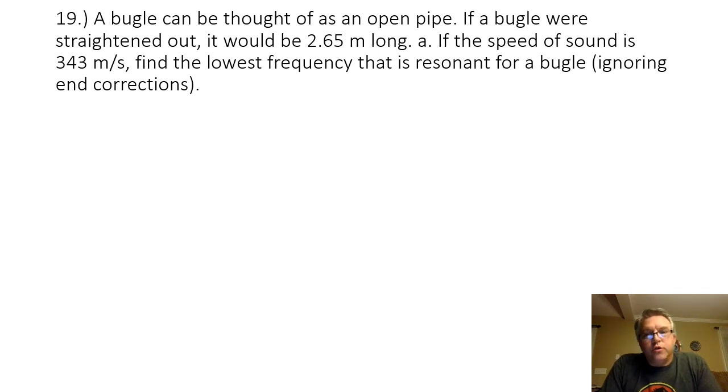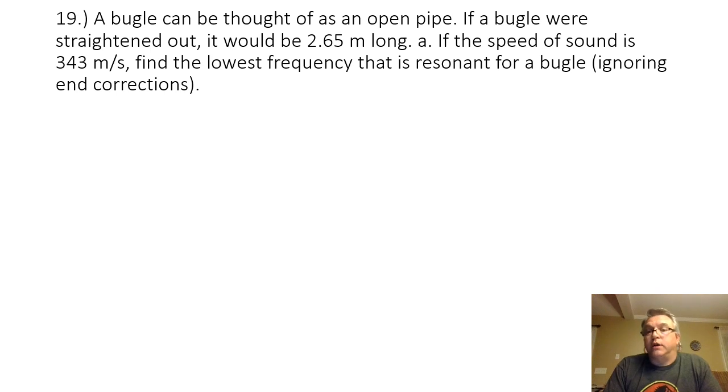Problem 19. A bugle can be thought of as an open pipe. If a bugle were straightened out, and try this at home, kids, it's fun. Get yourself a bugle, straighten that sucker out. If a bugle were straightened out, it would be 2.65 meters long. First thing they want you to do is, if the speed of sound is 343 meters per second, find the lowest frequency that is resonant for a bugle, ignoring end corrections.